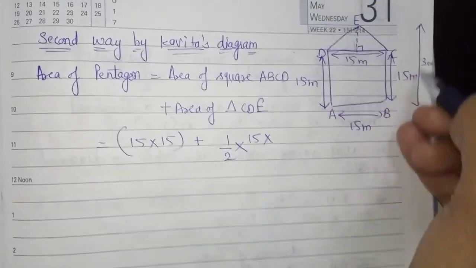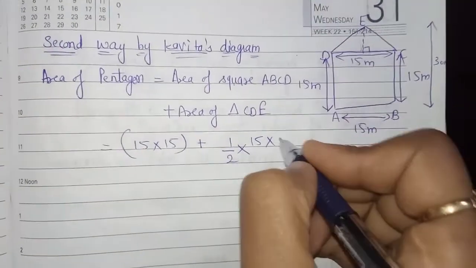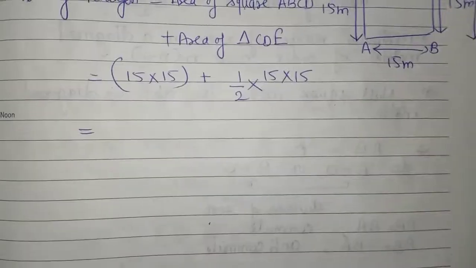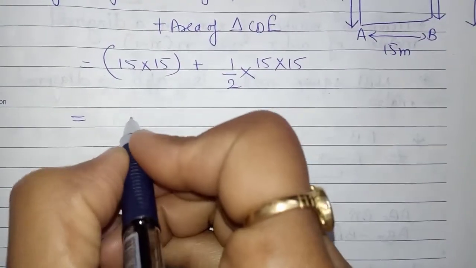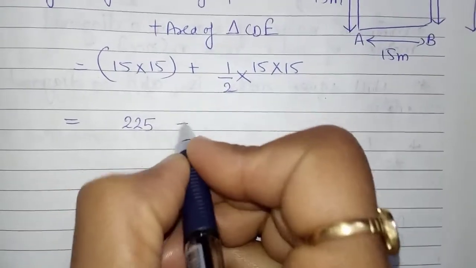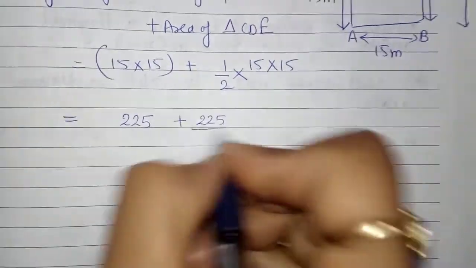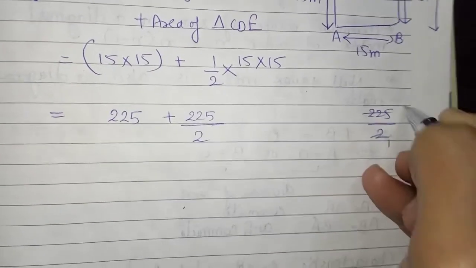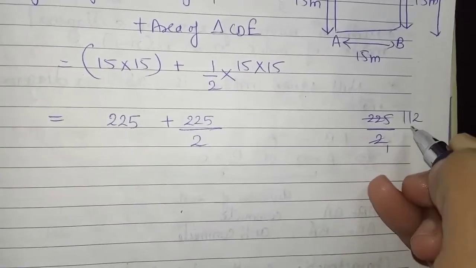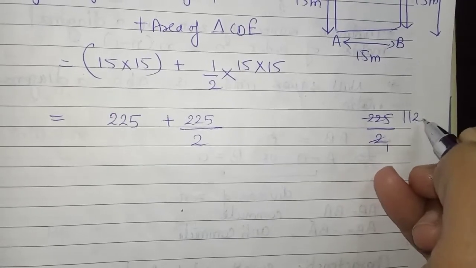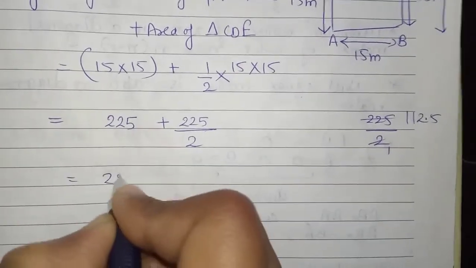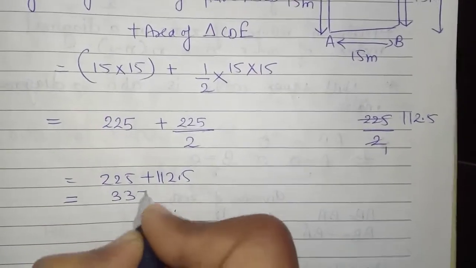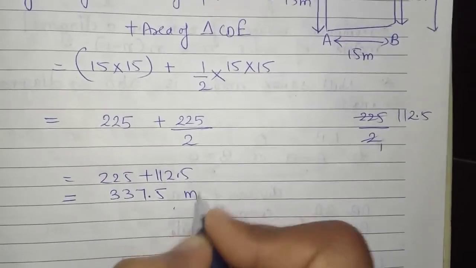Height will also be 30 minus this 15 will be equal to 15. So 15 here. 15 into 15 is 225 plus 225 upon 2, on dividing we get 225 plus 112.5, that is equal to 337.5 meter square.